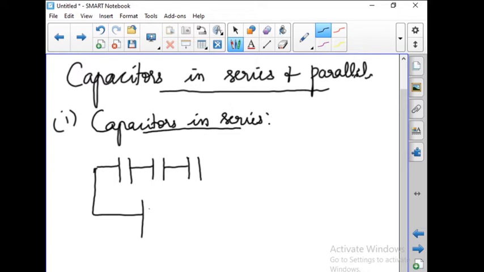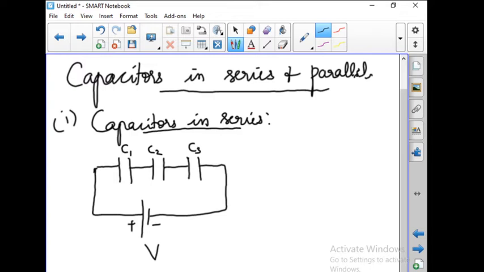And here these three capacitors are connected in series with a battery. A longer line represents a positive charge and the other line represents a negative charge. These capacitors are named C1, C2 and C3, and they are connected with a battery of voltage V.